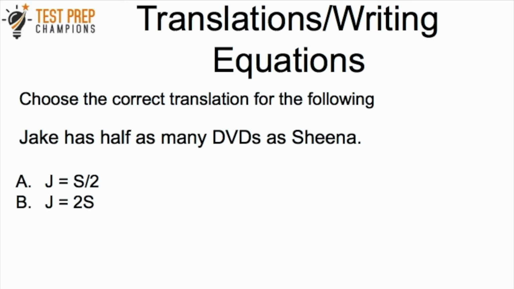Okay, here we go again. And I know that we're spending a lot of time on this, but this is a really, really crucial skill. So I really want to make sure that you have a good foundation on this. So try this one too. Jake has half as many DVDs as Sheena. So you've got A or B. Which would be the correct translation? Pause the video, try it out. We'll go over it.